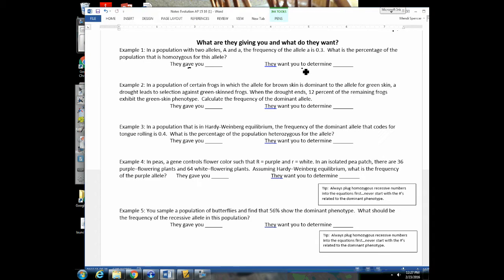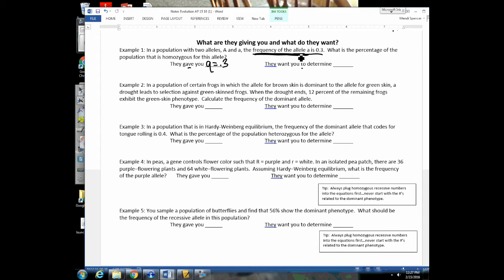So it says in a population with two alleles, big A and little a, the frequency of the allele a is 0.3. Frequency of the allele. They're not telling you the frequency of the people who are little a, it's the frequency of the allele. They're giving you Q. Q equals 0.3 because they said the frequency of this recessive allele.